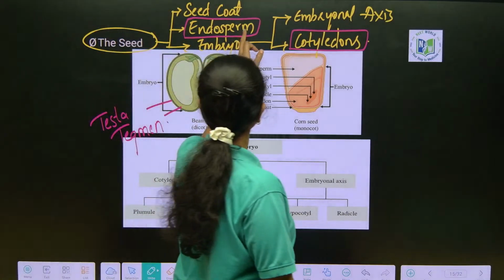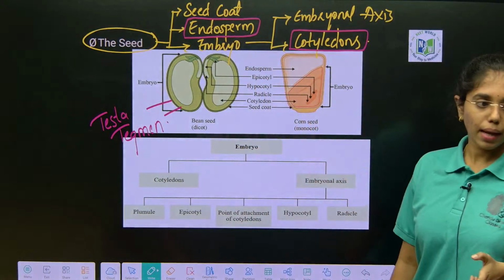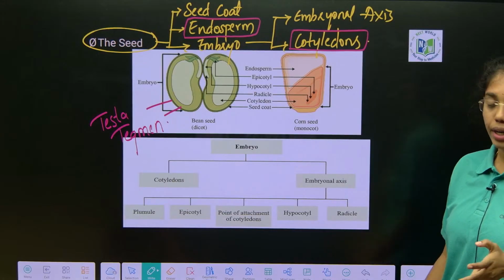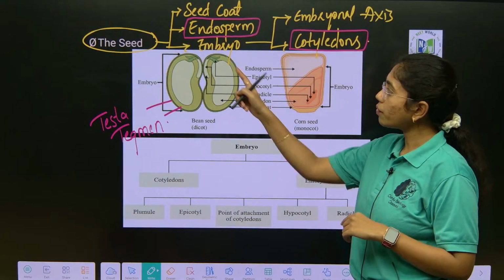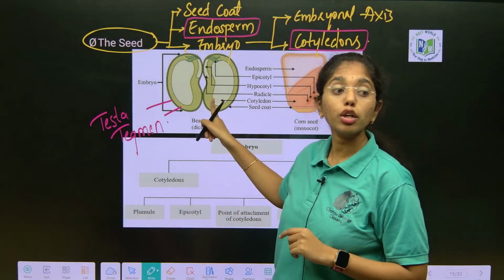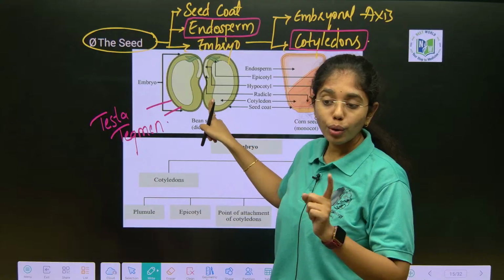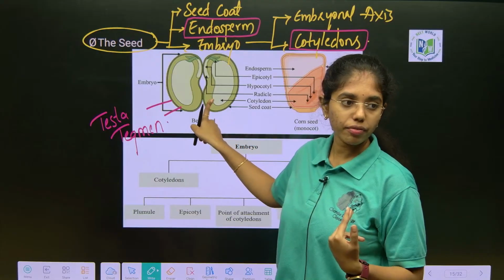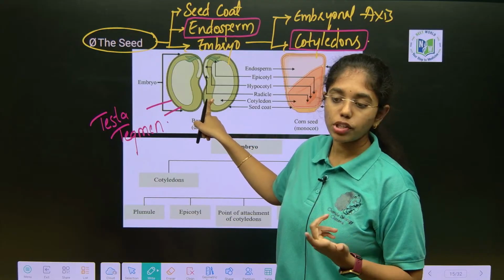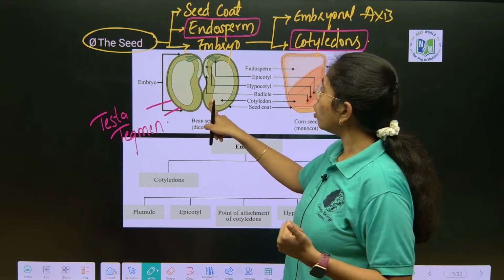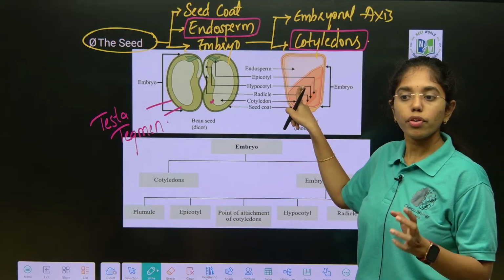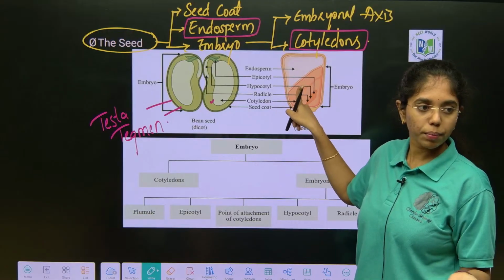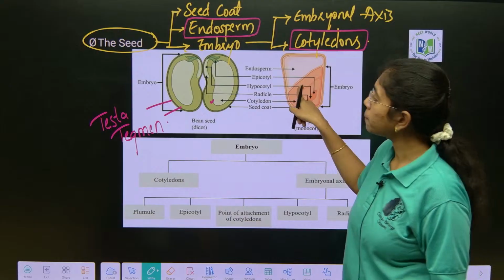Next is based on the presence or absence of endosperm, I told you already, at the time of endosperm development we discussed. Okay, most of the dicots are non-endospermic or exalbuminous. The only dicot seed from our NCERT that we can take is the castor seed, from which we can extract castor oil. Most of the monocots are endospermic seeds. Okay, a few of them are non-endospermic. The best example you can take is orchid.